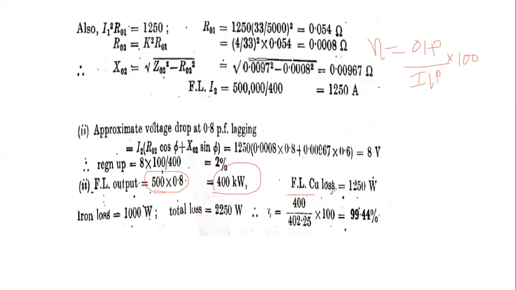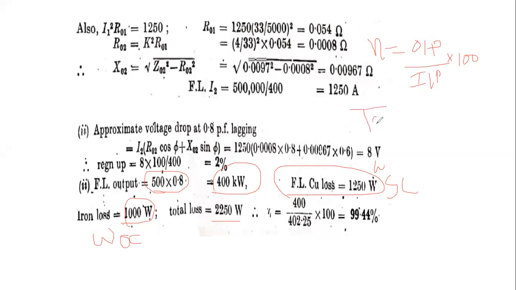The copper losses are already given, that is 1250 watts. The iron losses are also given, that is 1000 watts. Iron losses means the wattmeter reading in the OC test. Understand ma? Copper losses means the wattmeter reading in the SC test.